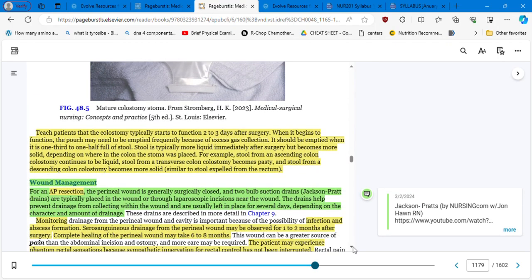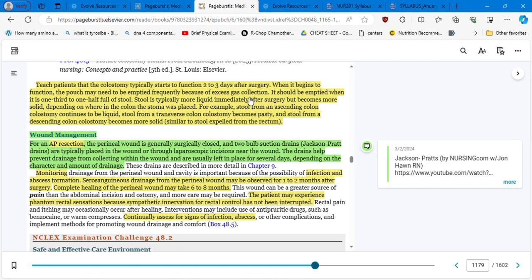Okay, teach the patient that the colostomy typically starts to function 2 to 3 days after the surgery. When it begins to function, the pouch may need to be emptied frequently because of excess gas collection. It should be emptied when it is 1/3 to 1/2 full of stool. Stool is typically more liquid immediately after surgery, but becomes more solid depending on where in the colon the stoma was placed. For example, stool from an ascending colon colostomy continues to be liquid, as I explained before.